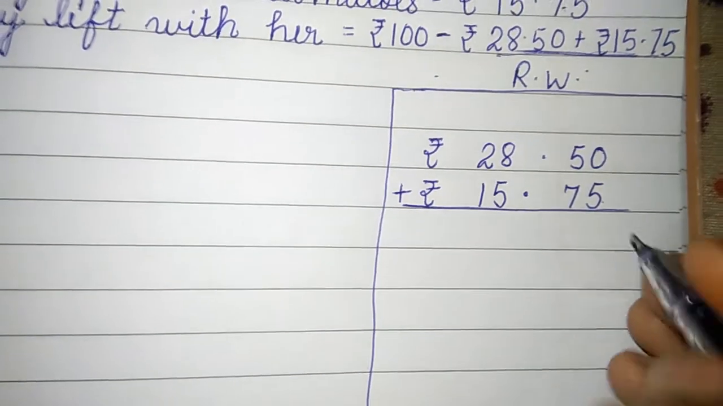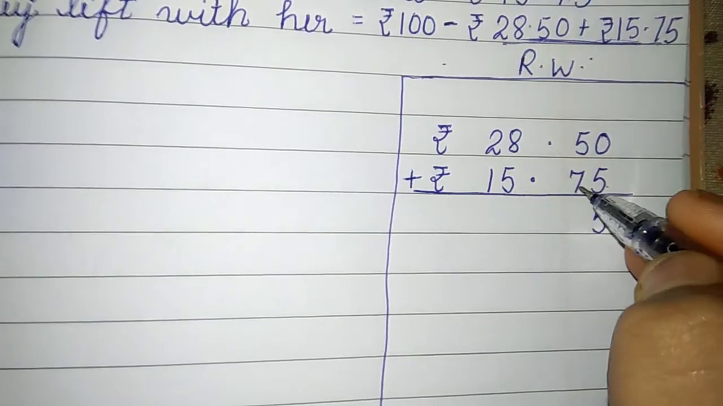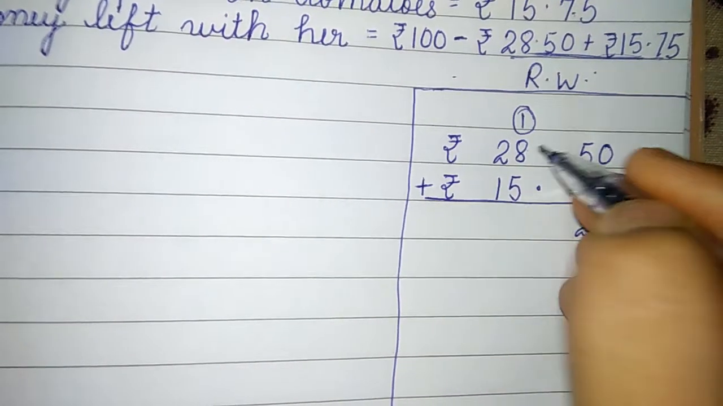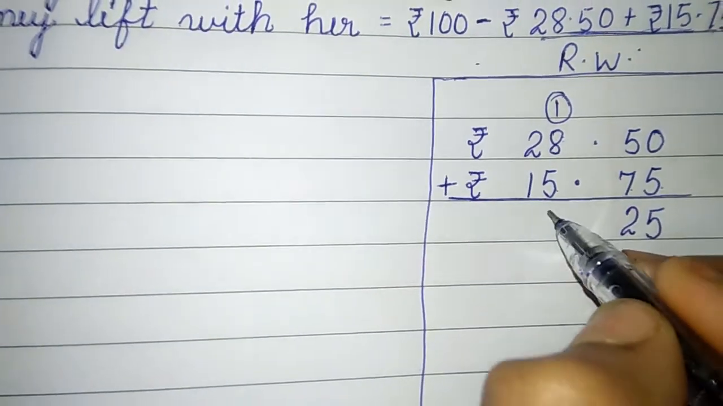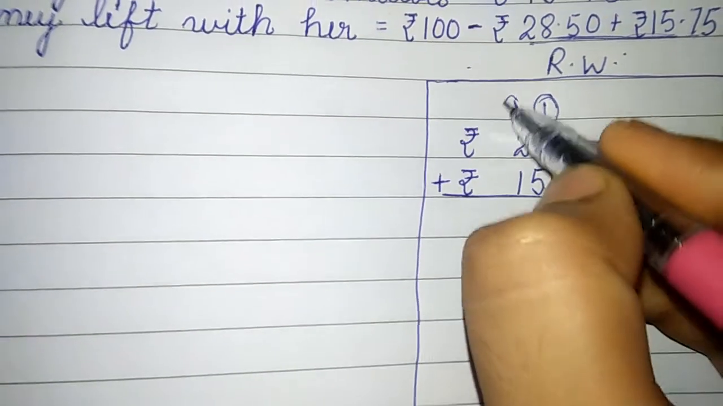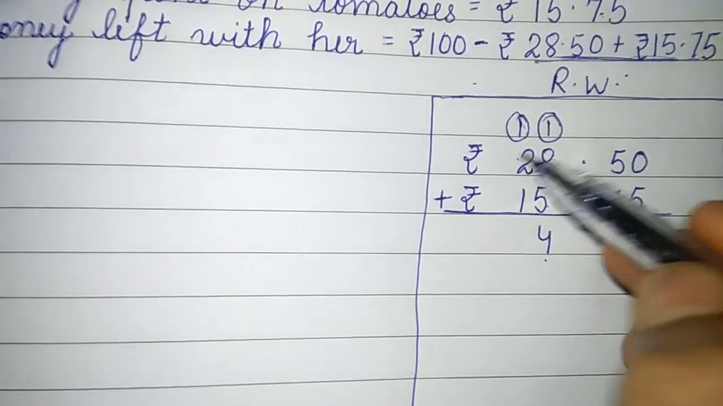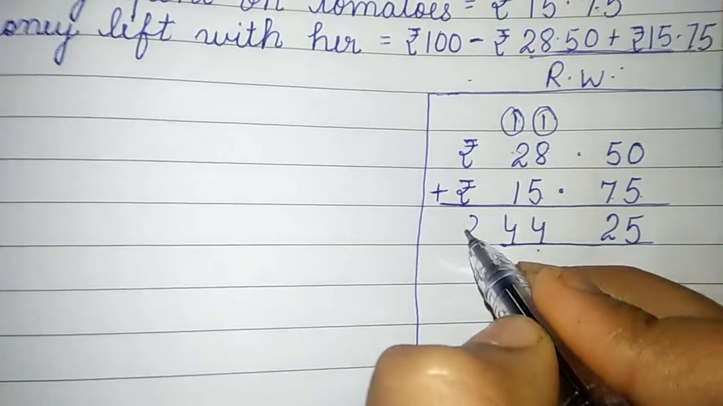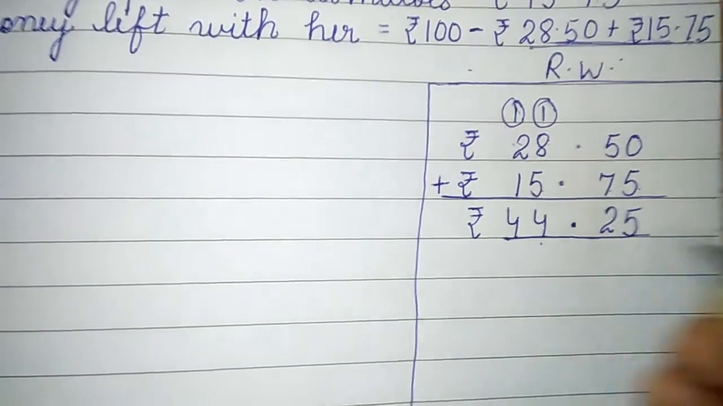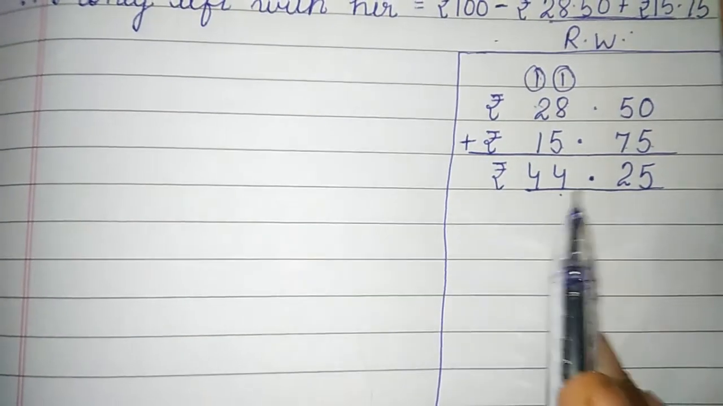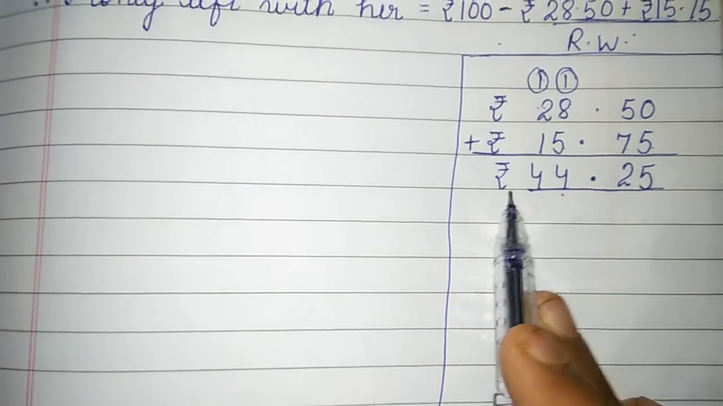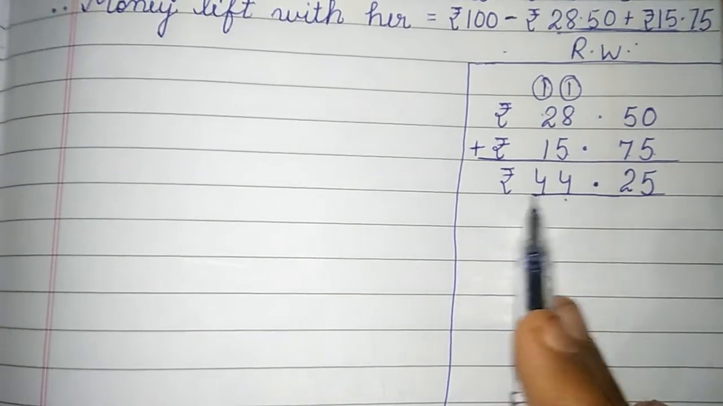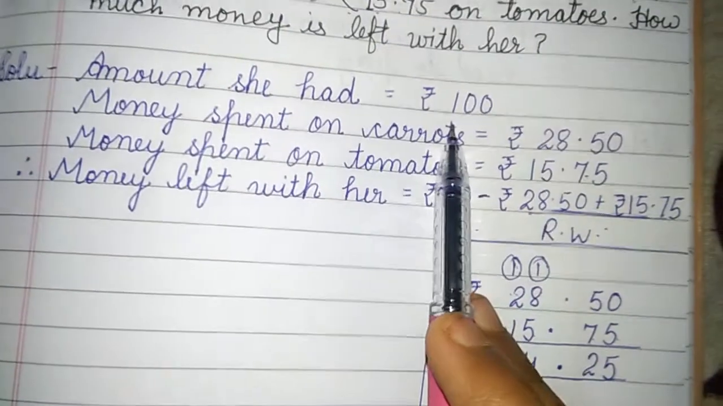0 plus 5 is 5. 5 plus 7 is 12. 1 carry, 2 right here. 1 plus 8 is 9. 9 plus 5 is 14. 4 right here and 1 carry. 1 plus 2 is 3. 3 plus 1 is 4. Rupees 44.25. That is how much money she spent: 44 rupees 25 paise. Now we have to subtract rupees 44.25 from 100 rupees.